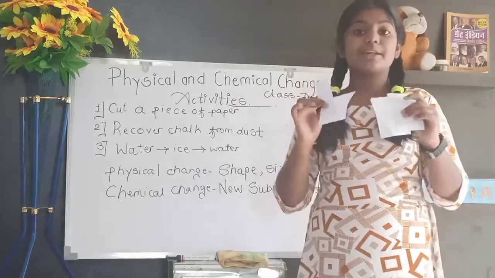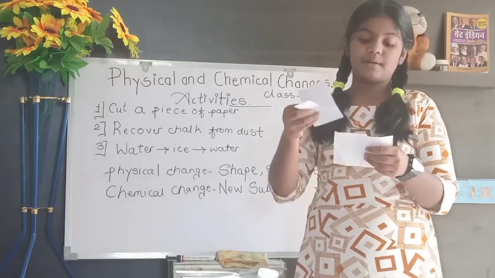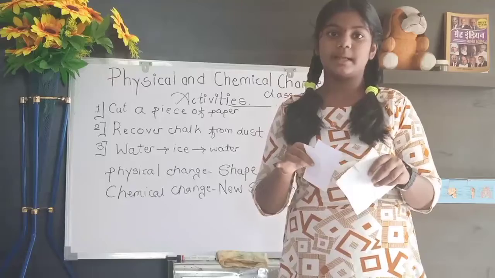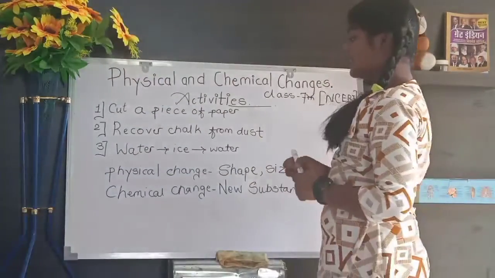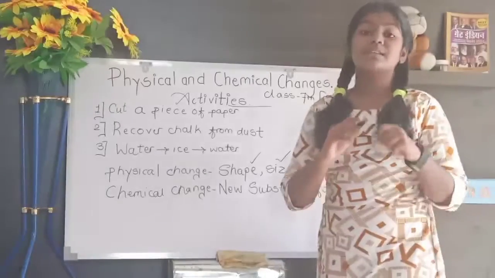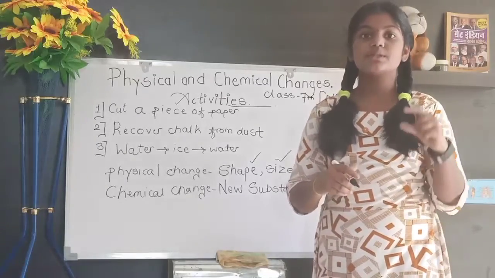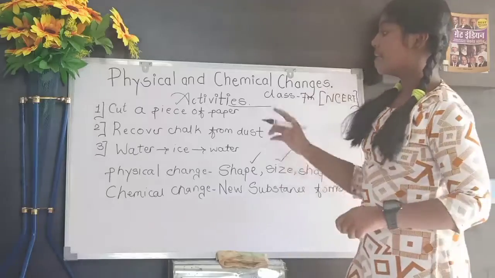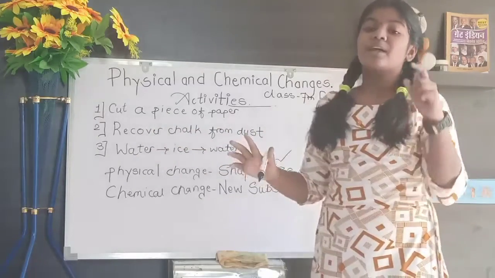Now we can make these pieces into paper again by joining them. So here only physical change happens in the shape, in the size. So this is called physical change. And if chemical change happens, what is there? The new substances form.